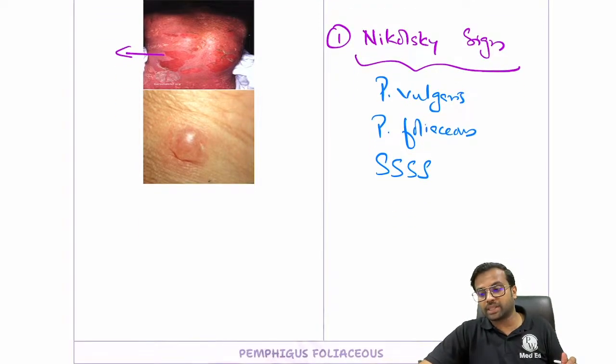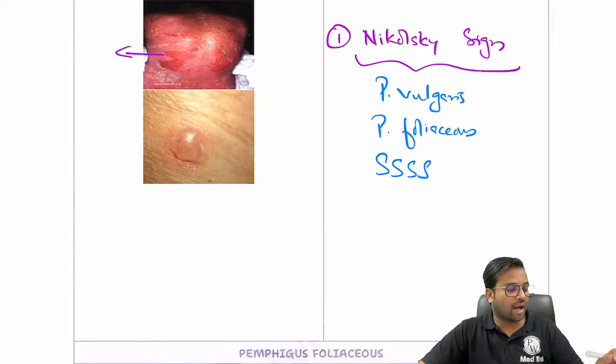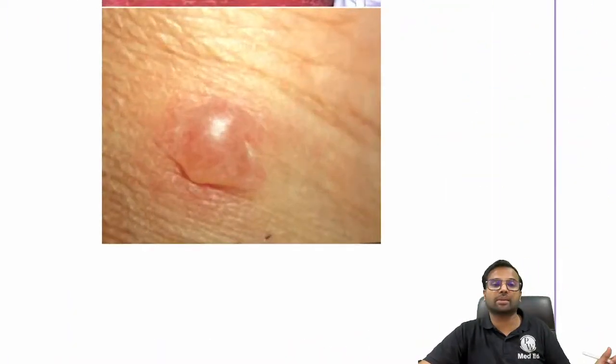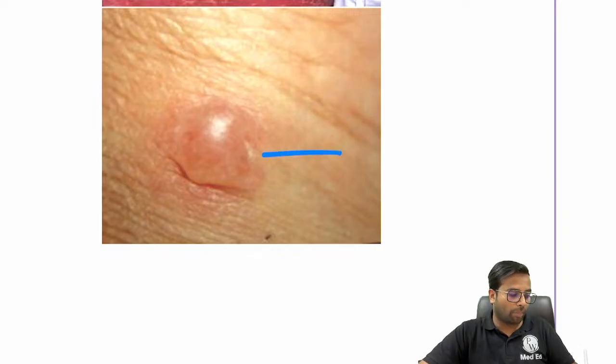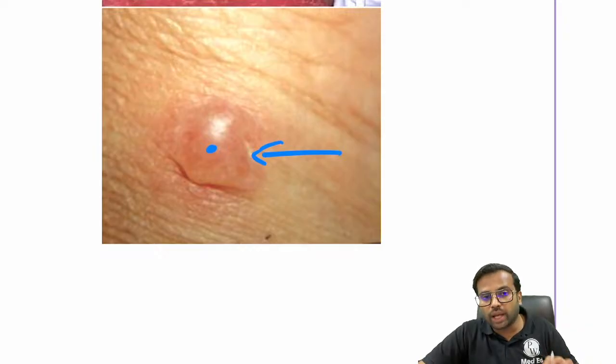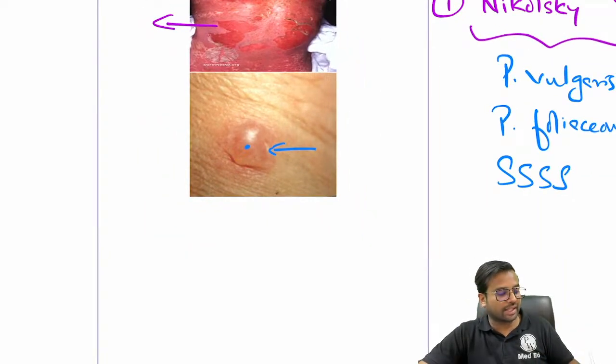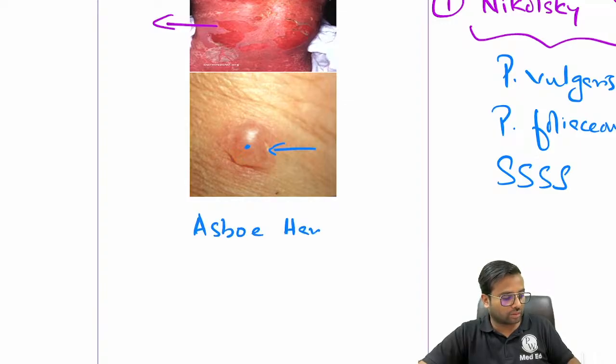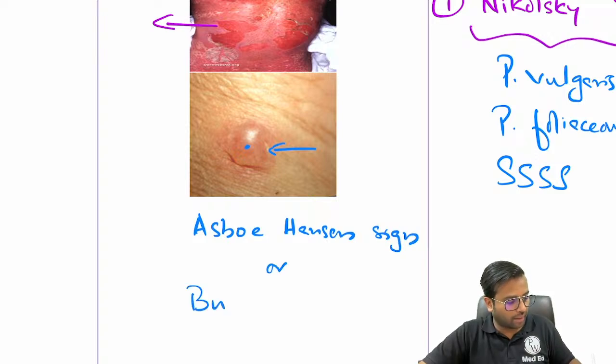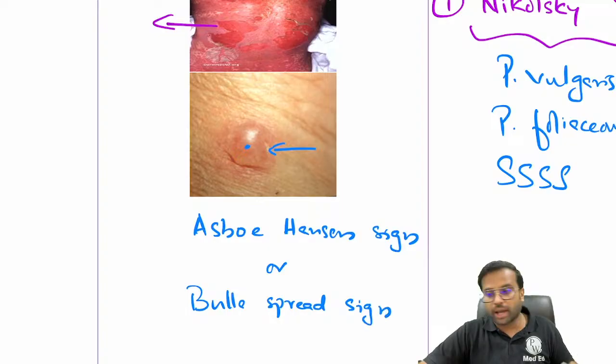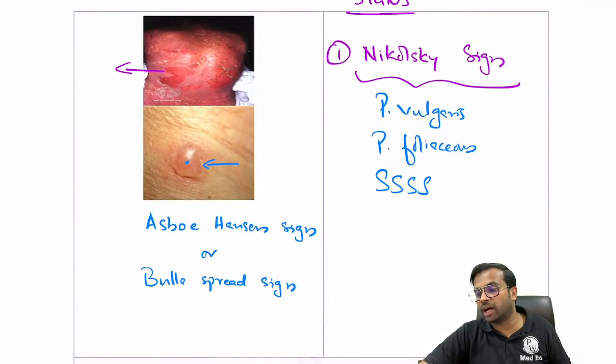So Mishra Arpit is saying about Asboe-Hansen sign. Now what is the Asboe-Hansen sign? If there is a bulla like this, and you apply pressure laterally or above this bulla, if the bulla is going to move, this is called the Asboe-Hansen sign or bulla spread sign.